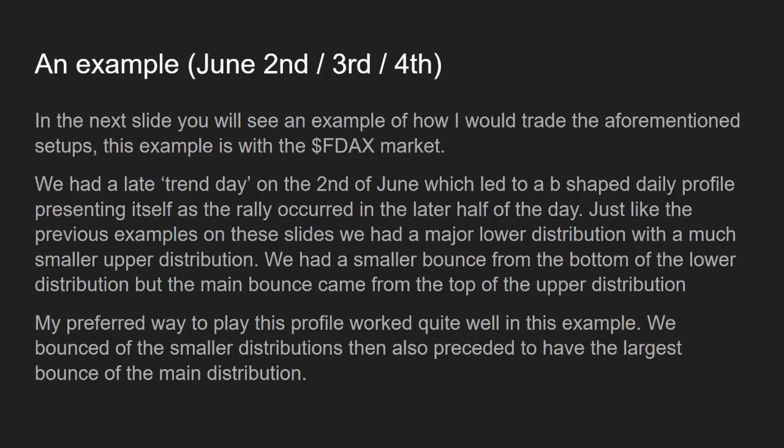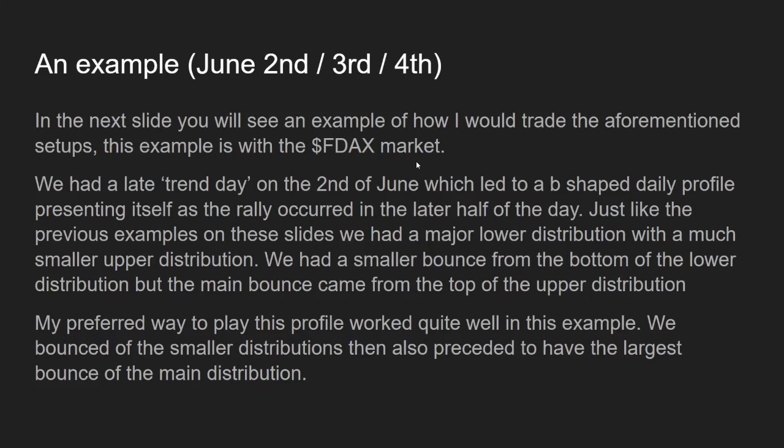Just some context for that day. We had a late trend day. So a late trend day, I mean the trend occurred in the later half of the day on the 2nd of June. This led to a B-shaped daily profile presenting itself as the rally occurred in the later half of the day. Just like the previous examples that I have shown on these slides in the first and second slides, we had a major lower distribution with a much smaller upper distribution. We ended up having a smaller bounce from the bottom of the lower distribution, but the main bounce came from the top of the upper distribution.